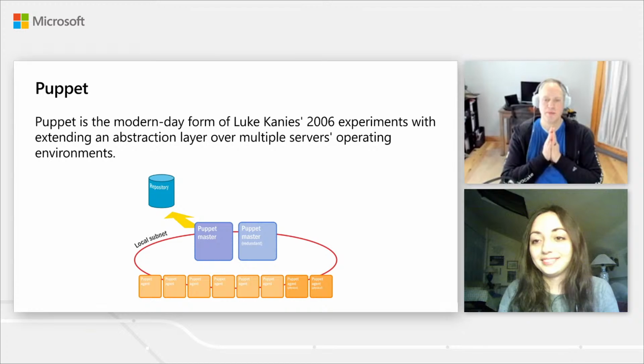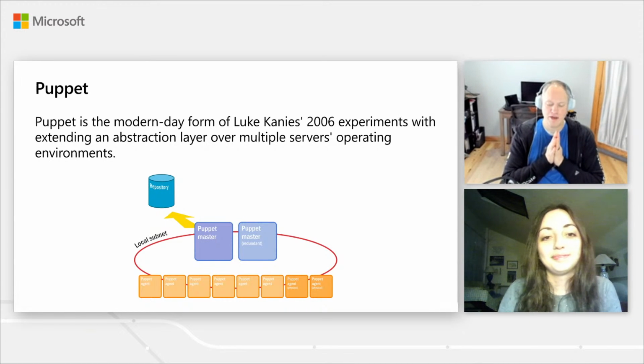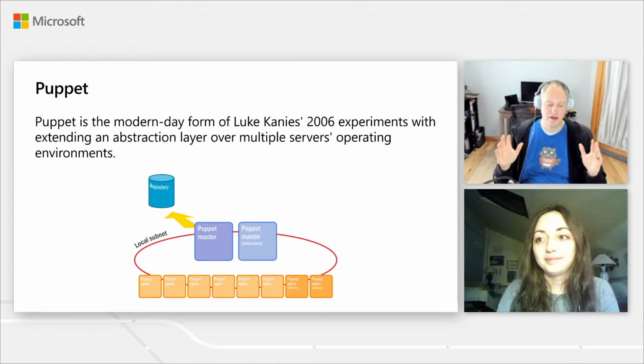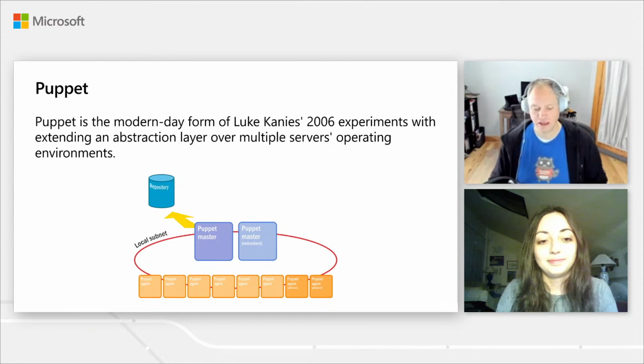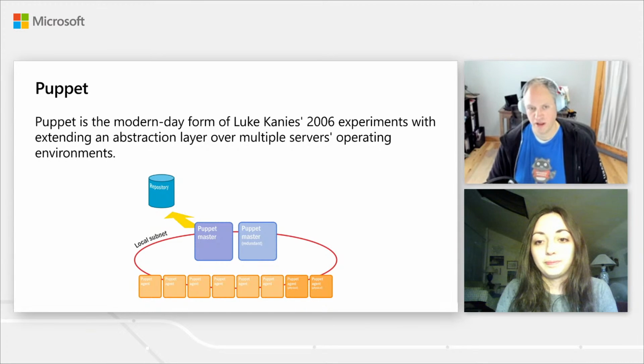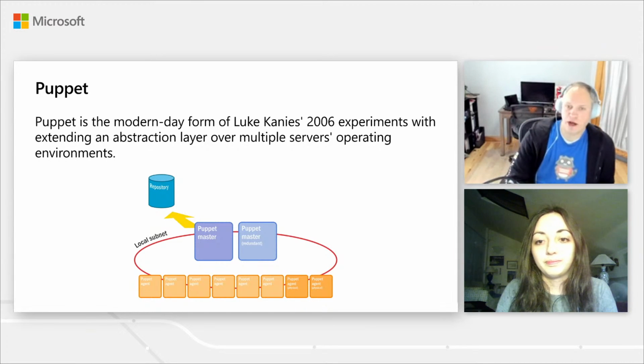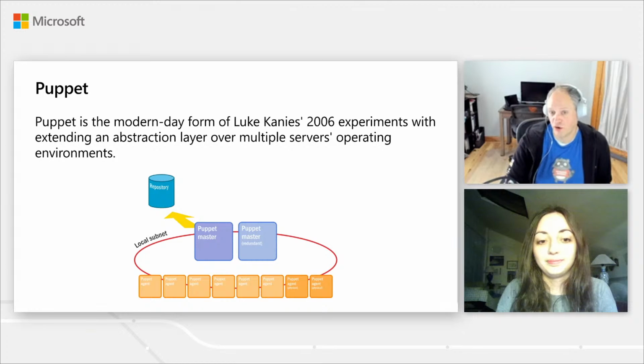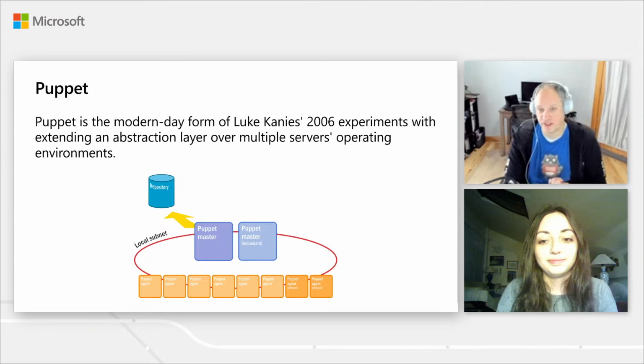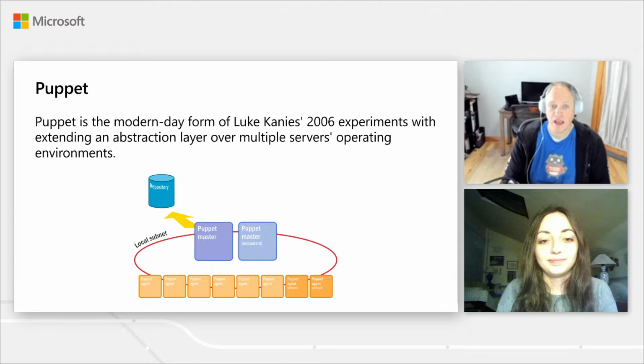Now, let's talk about a couple of other tools. Whenever we talk about infrastructure as code, there's two tools that always come up. The first ones that come up in any discussion, that's Puppet and Chef. So Puppet is the modern day form of Luke Kanies' 2006 experiments with extending an abstraction layer over multiple server operating systems, right? It really comes down to having an engine whose main job is to take an input specification of the desired state and determine the sequence of steps necessary to get that system to that state or near that state, and then to execute those steps.